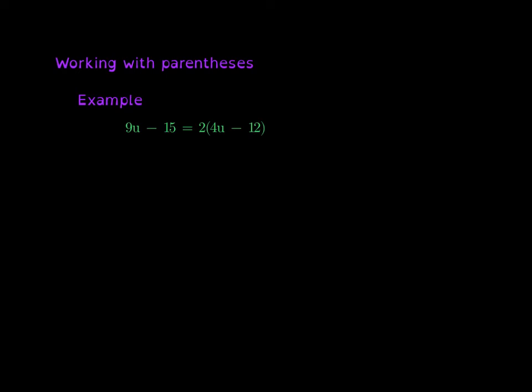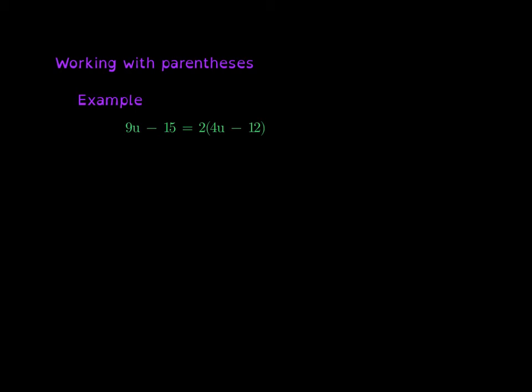Another thing that we run across in algebra is sometimes we deal with parentheses or brackets, sometimes they're called. So this 4u subtract 12 is inside a bracket, and there's a 2 outside of it like that. In algebra, whenever we have two things kind of sandwiched up against each other, like the 2 and this parentheses, what that means is it means multiply.